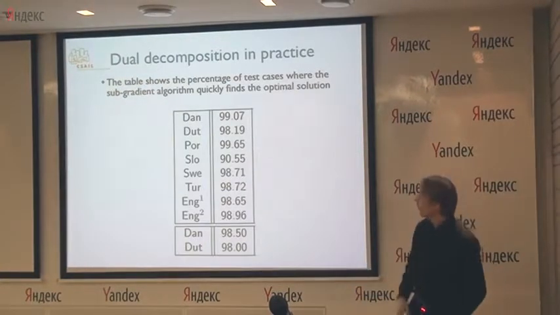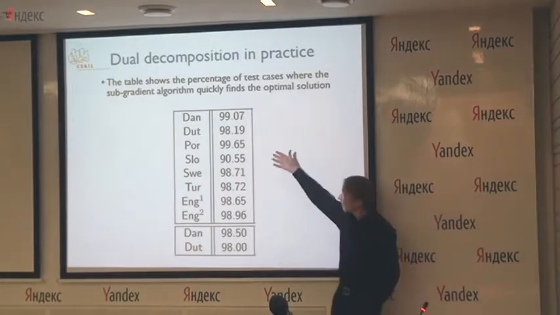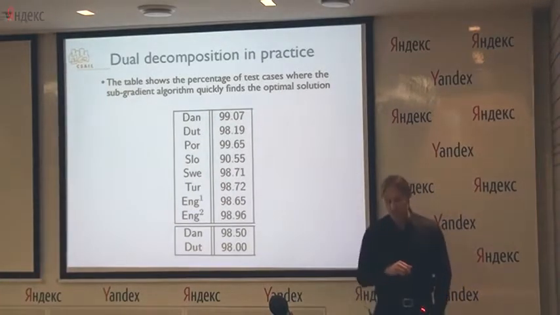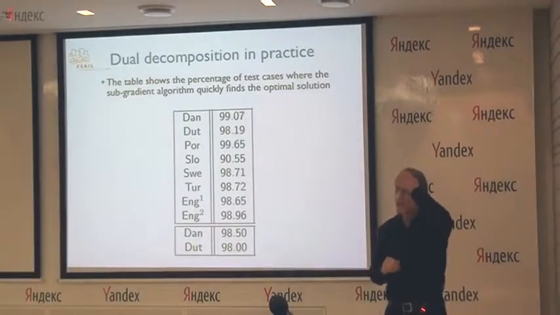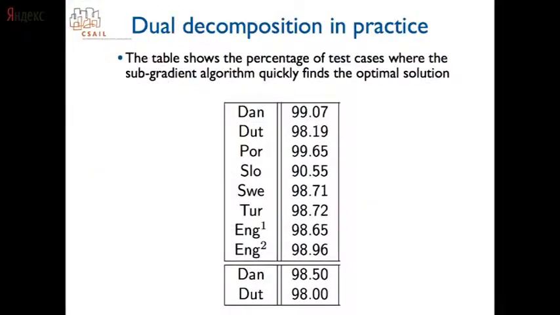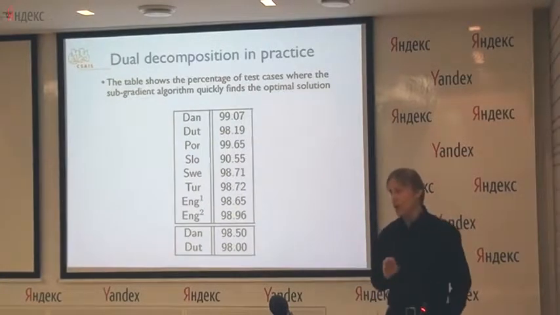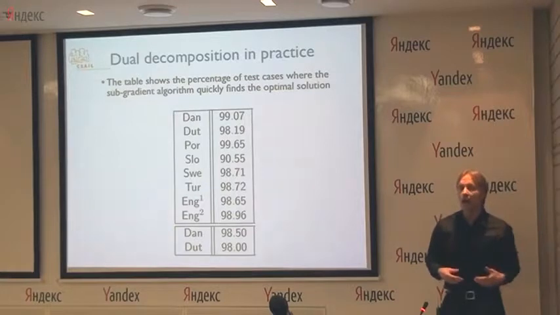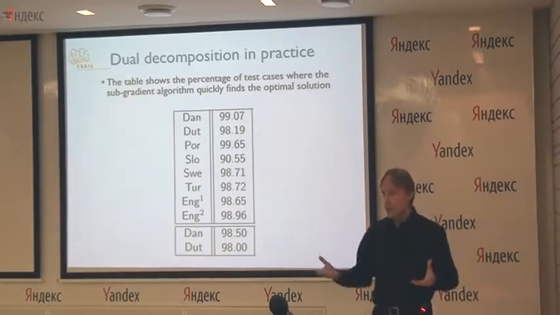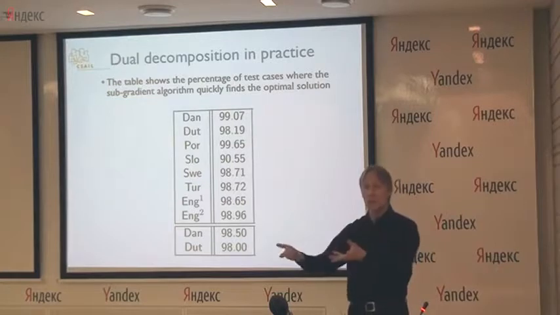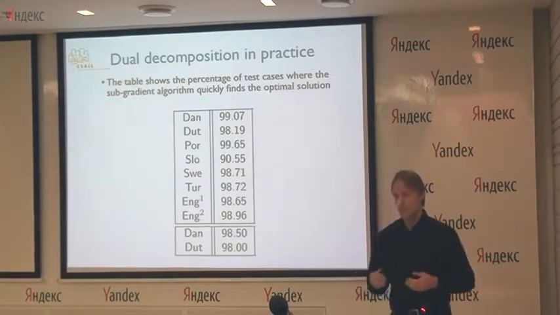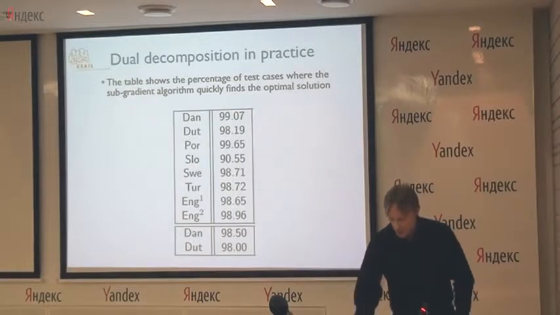And this is just a table across languages that demonstrates that on average, 97% of the time, this actually solves the combinatorial problem correctly. All right? So the message here is that even if the combinatorial prediction problem is computationally hard, practical instances may still be very much solvable optimally. It depends on the structure of the problem.